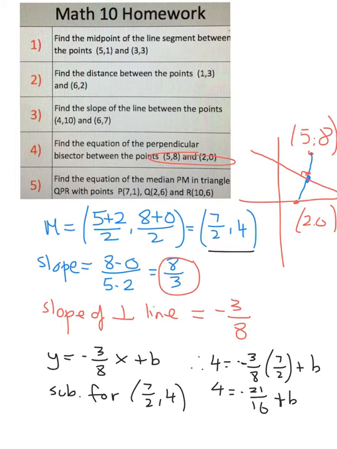And b works out to be, this is 64 over 16 here, thinking about pizzas, 16 pieces to one piece, so 64 plus 21 is 85 over 16. I'm not sure I like that answer. Therefore, the final answer is y equals negative 3 over 8x plus 85 over 16.